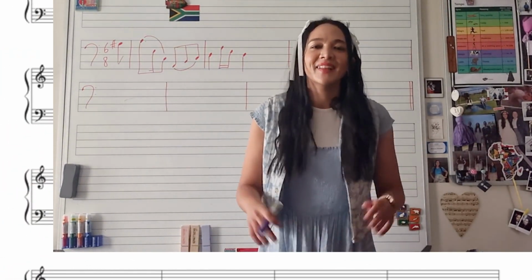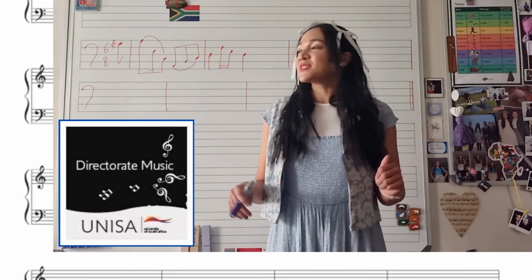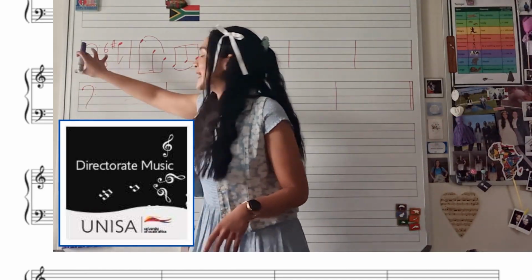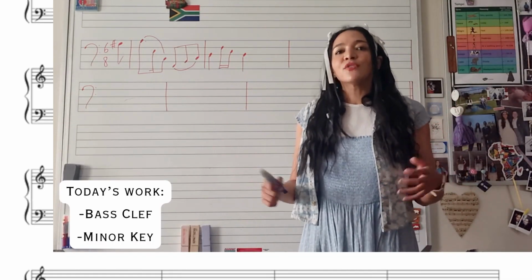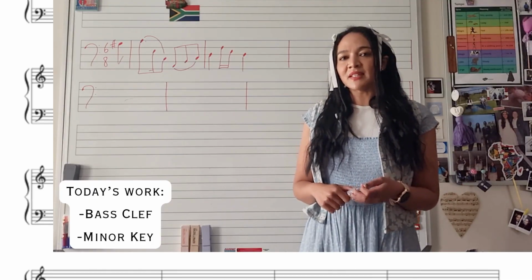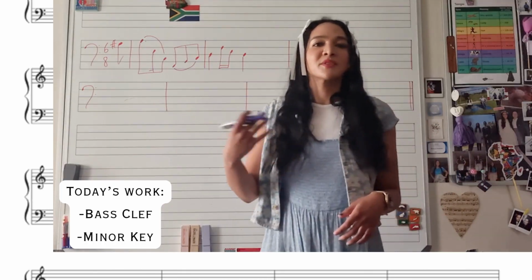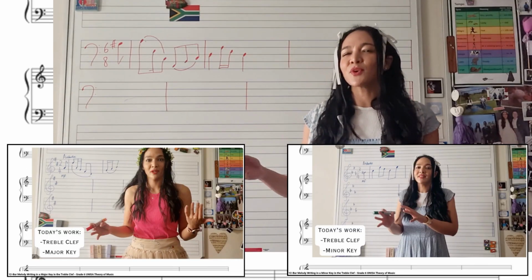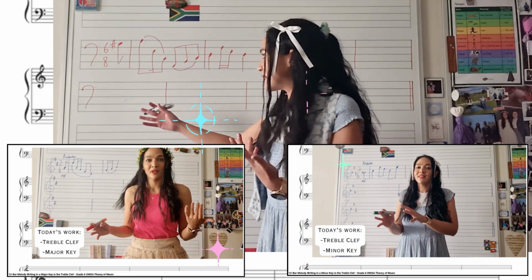Today we will be looking at melody writing for grade 6 UNISA theory of music. Today we will be specifically looking at the bass clef and a minor key example. Of course, I have made two previous melody writing for grade 6 example videos before. They were both in the treble clef, and one was major key, one was minor key. So we're continuing in the minor key today, but we are moving along to bass clef.